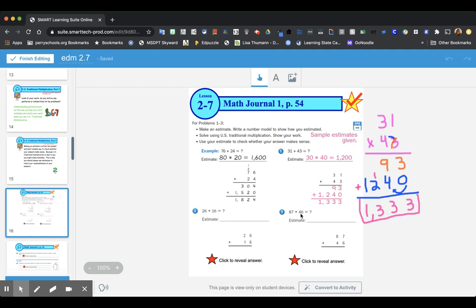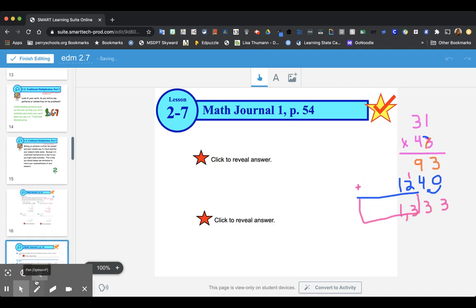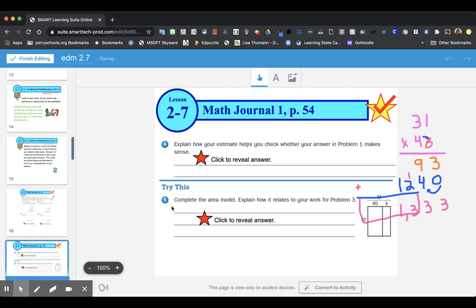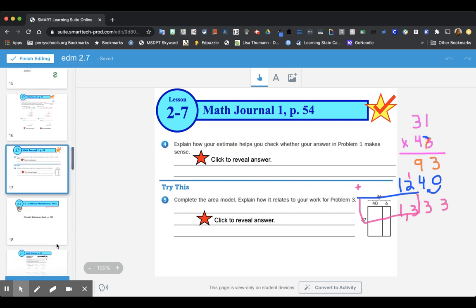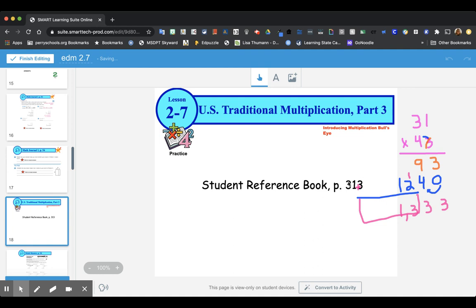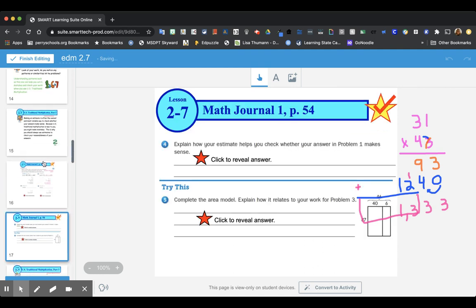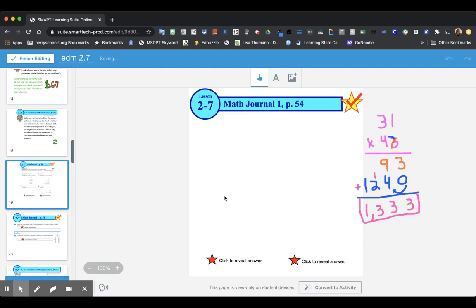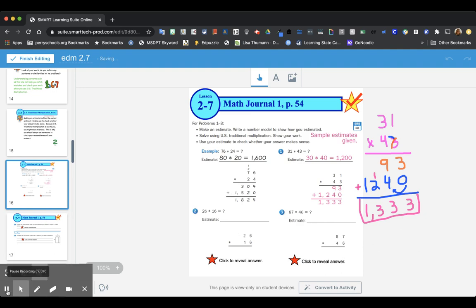Number 3 is 87 times 46. Then moving over to 4 and 5. Number 4, I want you to explain how your estimate helps you check whether your answer in problem 1 makes sense. And then 5, complete the area model. Explain how it relates to your work in problem number 3. Okay, pause and then come back. Don't forget that you can look in your SRB. Okay, that's called Introducing Multiplication Bullseye. Complete problems 2, 3, 4, and 5, and then come back.